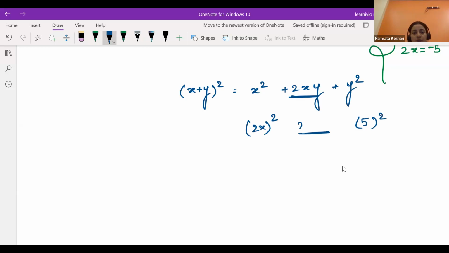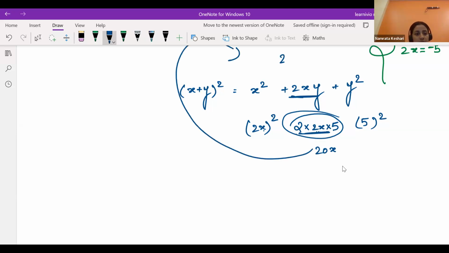So we are writing 2 into x means the first term, this. Into y means the last term, this. And then we are checking that in our question, this all multiplied together is what? 5 into 2, 10. 10 into 2, 20. 20 into x, 20x. We will be checking in our question, 20x is present or not. Is it making sense? Yes, ma'am. Okay. So this is the other way of doing the factorization.